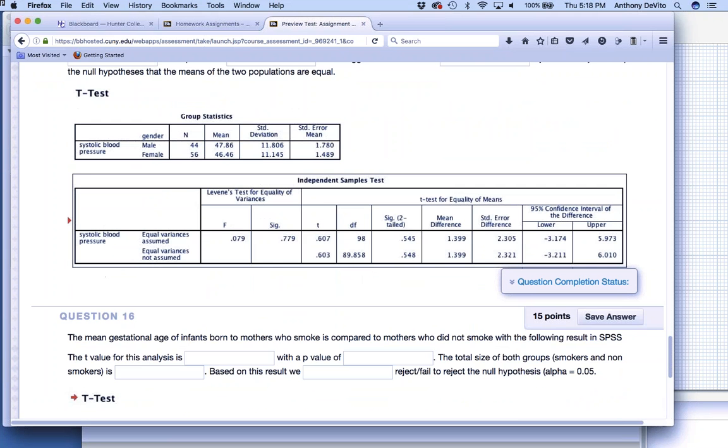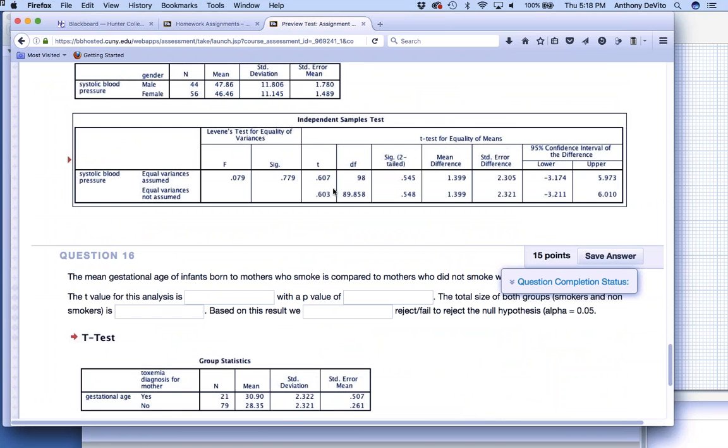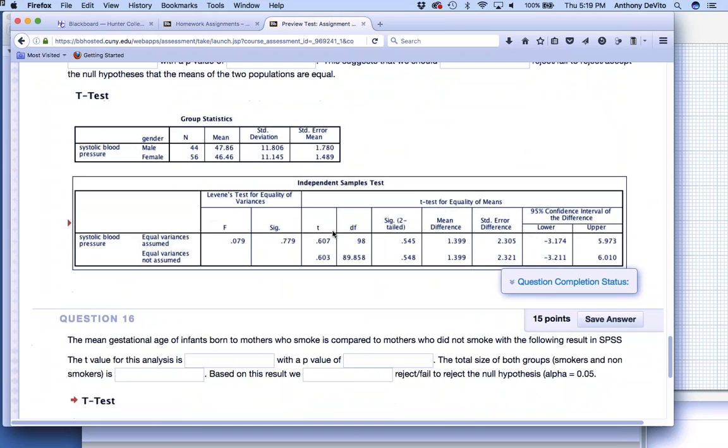And we wind up getting a table. We tell it analyze, compare means, independent samples t-tests, and we tell it that this group and this group are the ones we want to compare. If you look at the video, you'll see how we produce this table. And SPSS produces this table. Okay, so now here's a table that SPSS has produced.